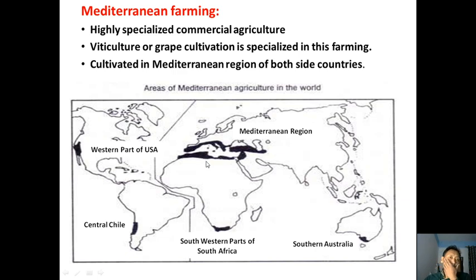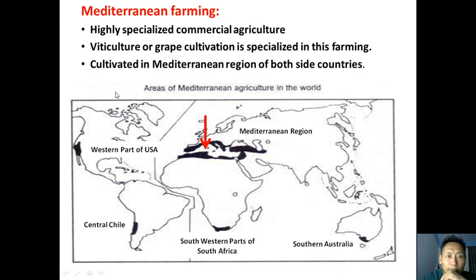The next type of commercial agriculture is Mediterranean farming. First, we need to know what is meant by Mediterranean. Here we have one arrow, and here we have one big sea. This particular sea is called the Mediterranean Sea. Around the Mediterranean Sea, here we have the dark shaded area. In this region they are cultivating a specialized crop, that is grapes.